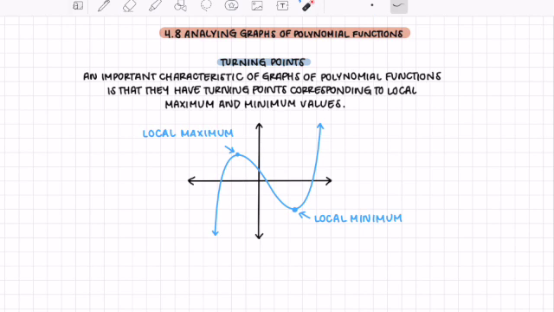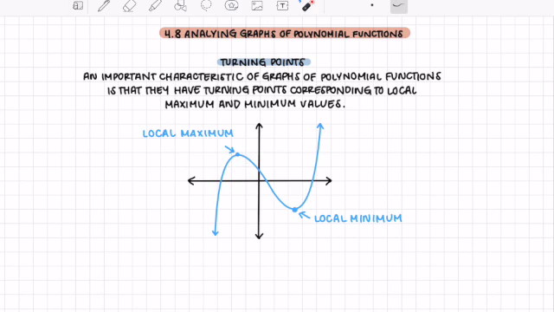So, the first thing we're going to talk about are turning points. An important characteristic of graphs of polynomial functions is that they have turning points. And these correspond to the local maximum and minimum values. A local maximum value is always the highest point compared to the nearest points around it.